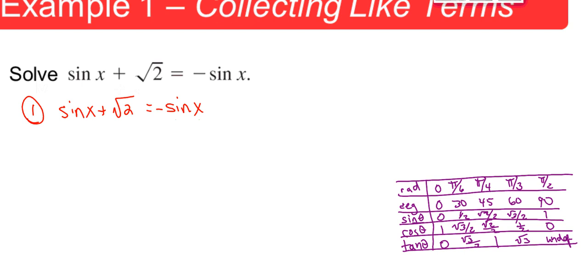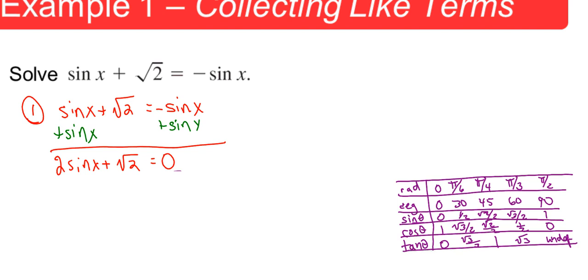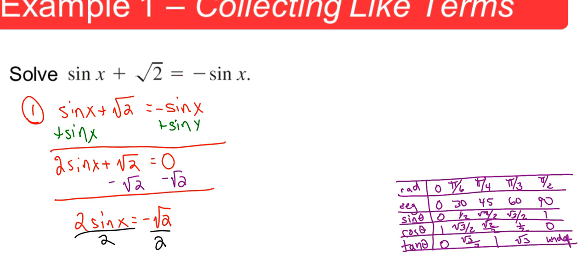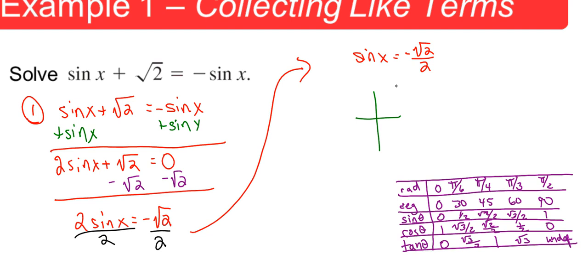Okay, so let's see how we did here. I would maybe add sine x, and then subtract the square root of 2, divide by 2, and then I get sine x equals negative the square root of 2 over 2. As you can see, I had generated my table here as well. So now we want to investigate this, and we know that sine is negative, so all students take calculus. Sine is positive there, and sine is positive there, so it can't be there. We also want to get our reference angle. Since the sine of theta is the square root of 2 over 2, even though it's negative, our reference angle is pi over 4.